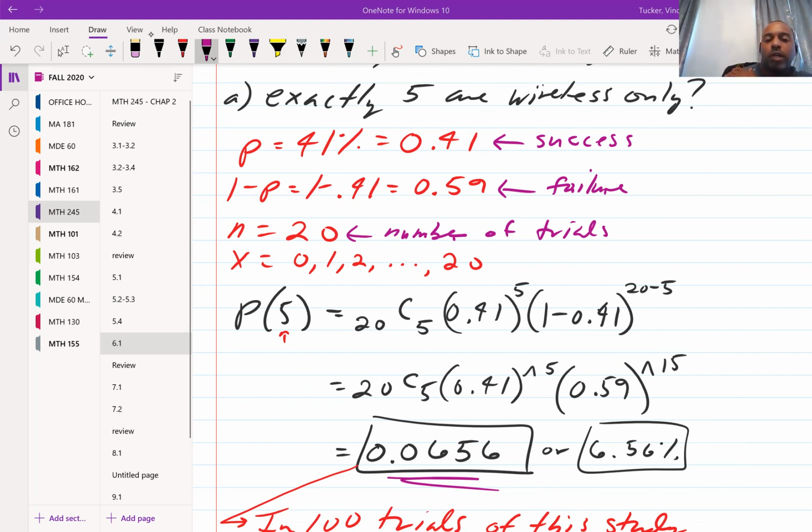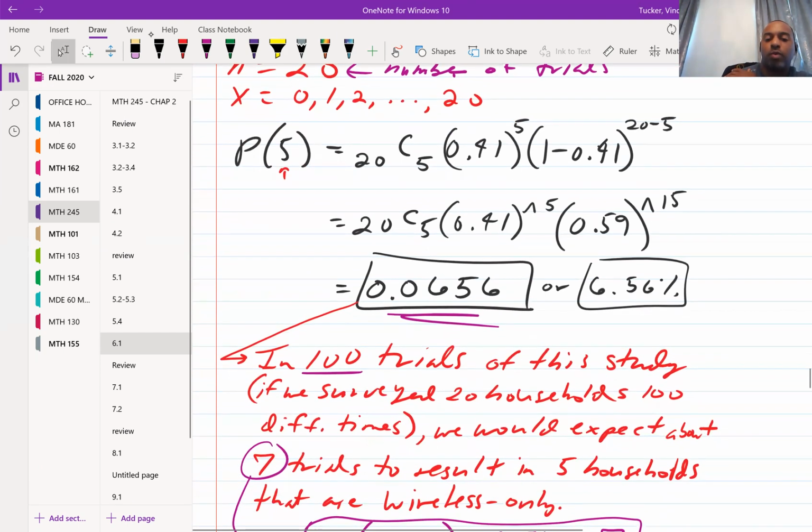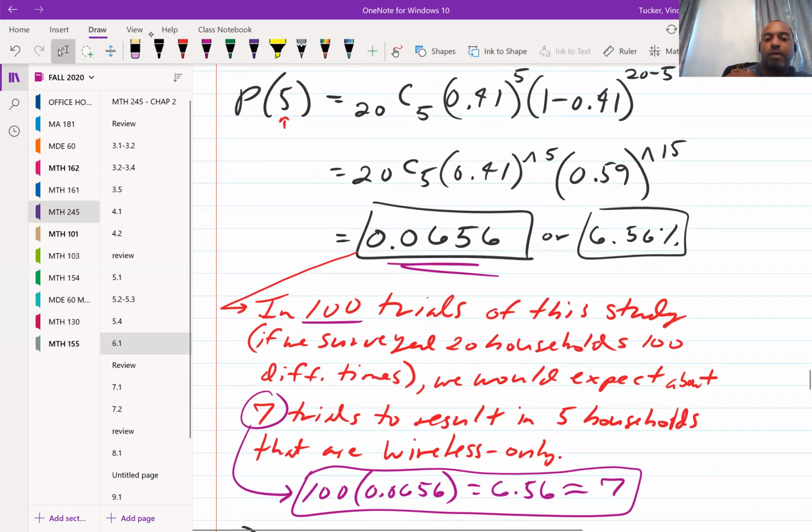All right, so we talked about this before. In my math lab, you could get a sentence answer. And so one of the ways you could get an answer dealing with this type of problem is: in 100 trials of this study, and that means if we survey 20 households 100 different times, so in other words, you go and pick out 20, 100 different times, we would expect about 7 trials to result in 5 households that are wireless only. Where to get the 7 from is by taking this 100 right here and multiplying it times this number right here, the result. And that's what I wrote right here. And that's approximately 7. That's 6.56.